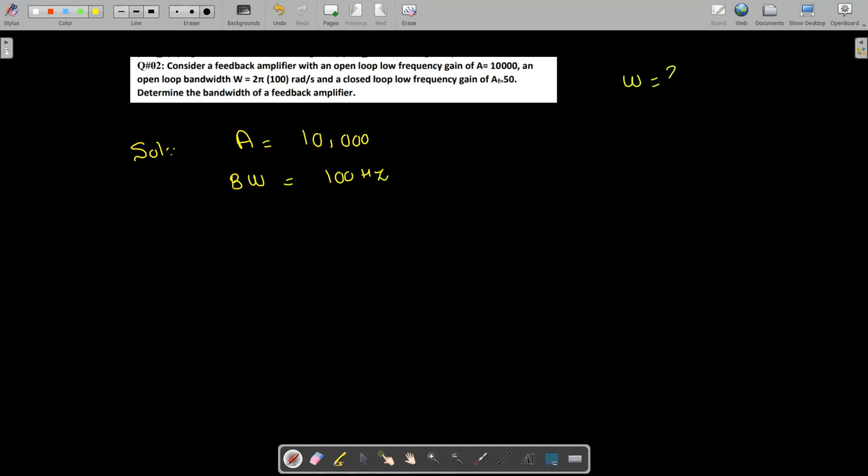If we compare omega is equal to 2 pi f with this 2 pi 100, so 2 pi and 2 pi will cancel out, and you are going to have f, which is the bandwidth over here, as 100 Hz. And then we have the closed loop low frequency gain of AF is equal to 50. So we have gain with feedback, that is equal to 50.